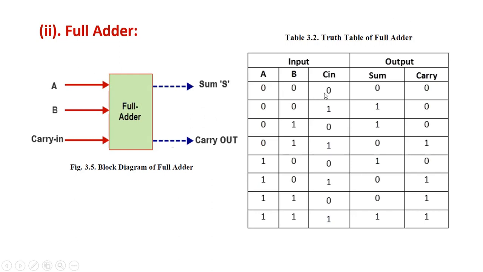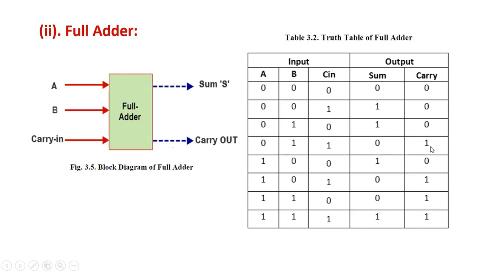A 0, B 0, C 0, so sum will be 0, carry will be 0. A 0, B 0, C 1, so sum 1, carry 0. So on we will form the truth table. For all 1, sum will be 1, carry will be 1. This way we will form the truth table.